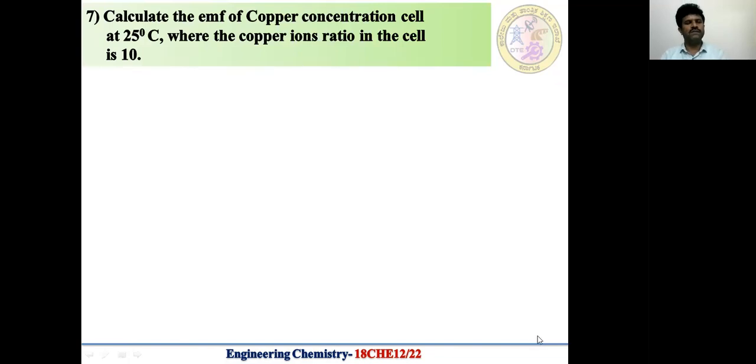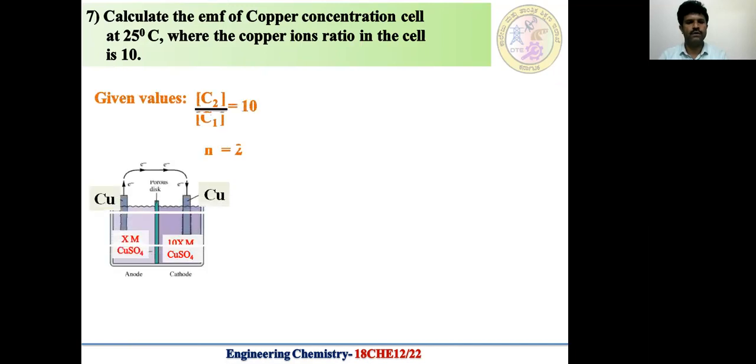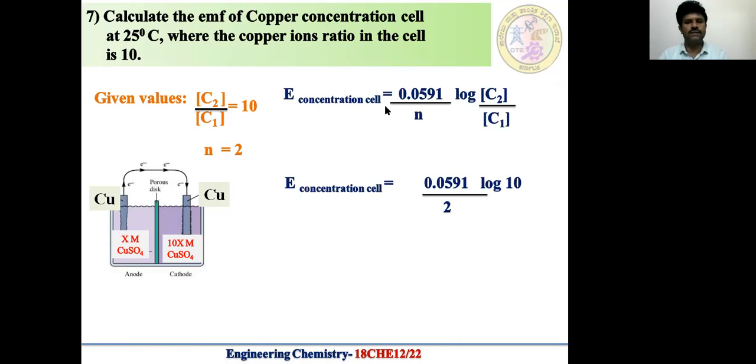Let's go through problem number 7. Calculate the EMF of a copper concentration cell at 25 degrees Celsius, where the copper ion concentration ratio in the cell is 10. They have directly given the ratio, that is C2 divided by C1 is equal to 10, and the value of n is equal to 2 because it's a copper ion. Then the EMF of the concentration cell is equal to 0.0591 divided by n, log of C2 divided by C1.